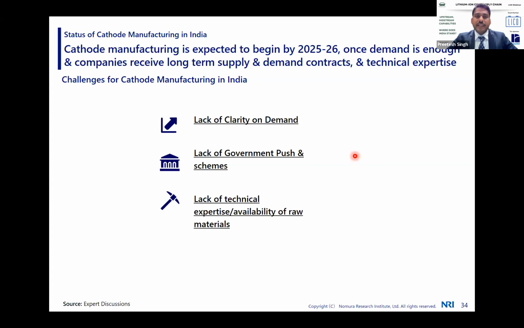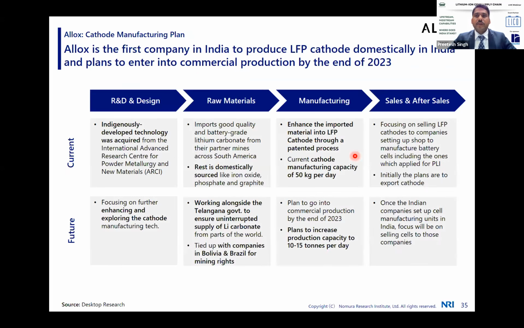So India's specific challenges are lack of clarity on demand, lack of government push and schemes, lack of technical expertise, availability of raw materials. These are the key challenges that a downstream vendor for any kind of material is facing, especially for cathode manufacturing. But at the same time, there are companies like Alox who can be one of the potential future players who have announced the manufacturing of cathode materials.